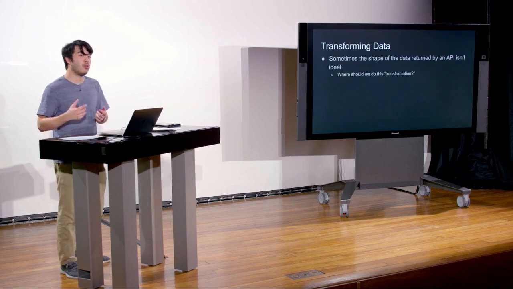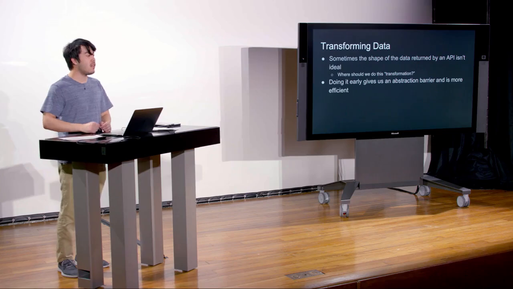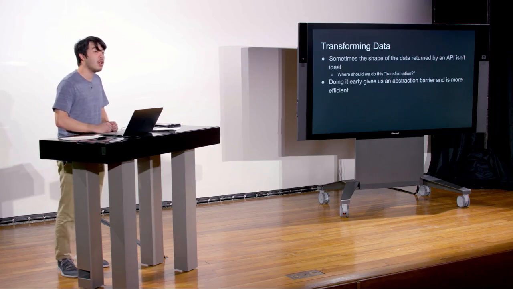What if we did it right when that data came back? That's good in a few ways. One, it's more efficient. We only have to do it once. So as soon as the data comes back, we transform the data to make it look like what we want it to look like, and then we're done. Every single time the app re-renders, we already have the data that we want. But it also gives us this thing called an abstraction barrier.